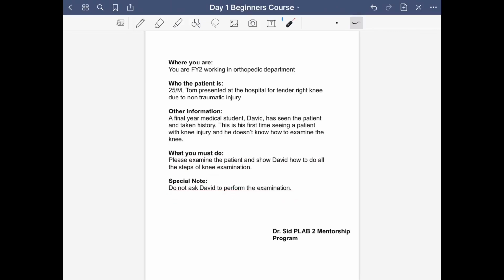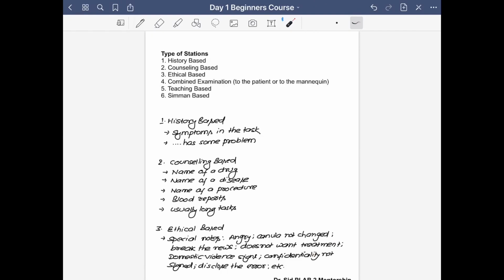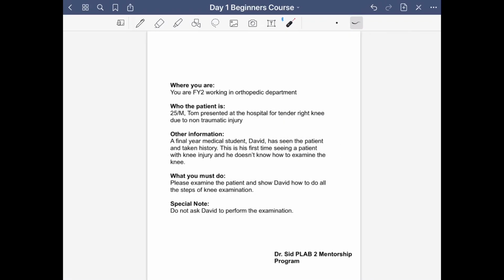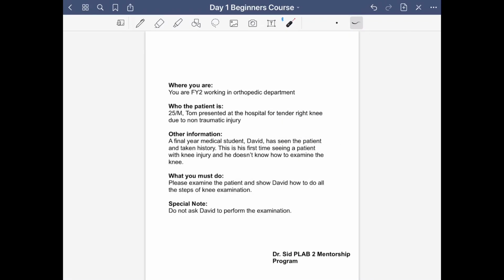Now, a medical student wants to learn the knee examination and you have to examine and show David how to do all the steps. So this is a teaching based station. And you know the advantage of identifying it as a teaching based station.